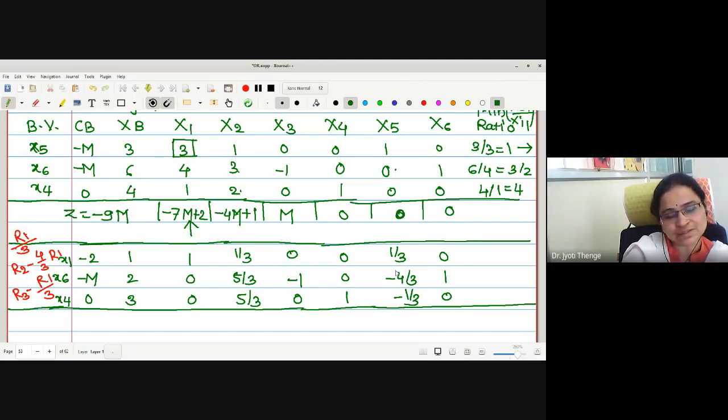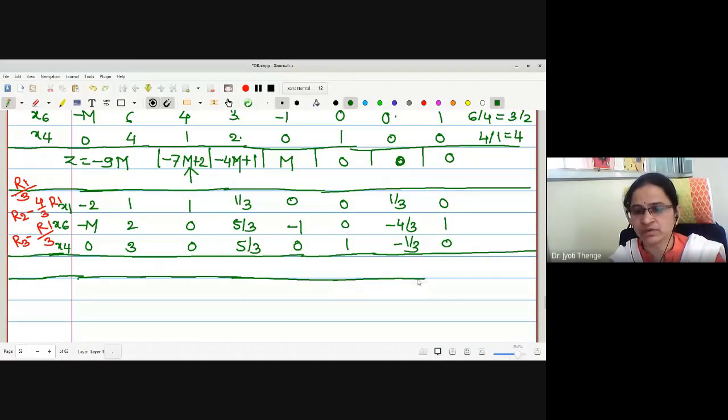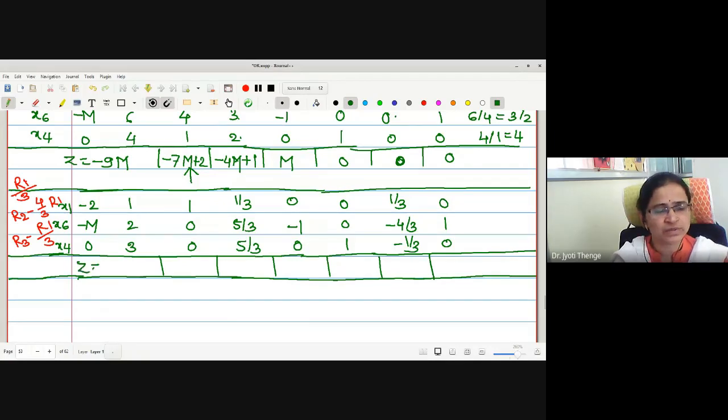Okay. While doing these row operations, you should take very much care, because if one entry goes wrong, your whole problem is going to be wrong. Okay, this we have to take care of. Now what we will do, we will find the value of z and check whether the value gets improved or not. If the value improved, then only we are on the correct track. Otherwise, it will be somewhat wrong.